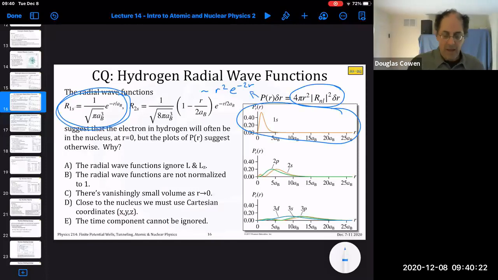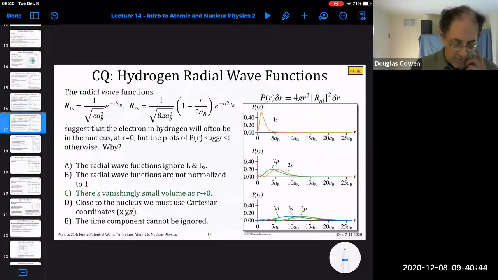And you can see that as r gets smaller and smaller, the dominant term is going to be this r squared. So it's going to drive the probability to 0. And then as we get to larger and larger r, this exponent is going to be the dominant term, and it's going to drive the probability down to smaller and smaller values. Okay, good.